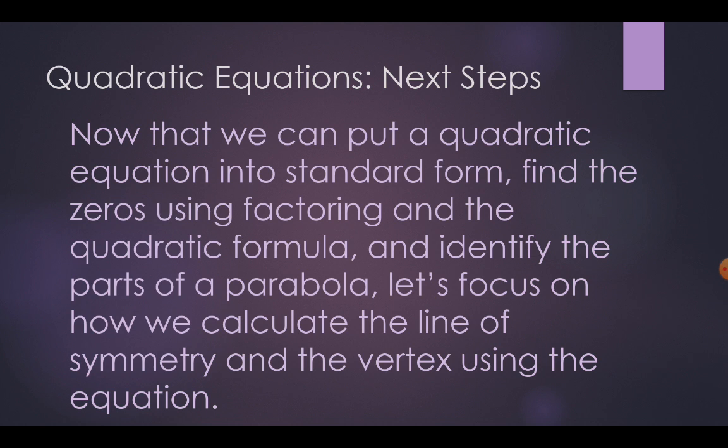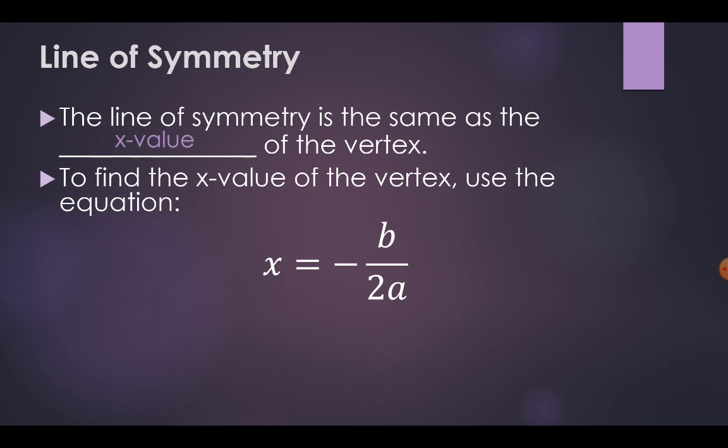So what is the next step for quadratic equations? Now that we can put a quadratic equation into standard form, find the zeros using factoring and the quadratic formula, and identify the parts of a parabola, let's focus on how we calculate the line of symmetry and the vertex using the equation. So the line of symmetry. The line of symmetry is the same as the x value of the vertex. To find the x value of the vertex, use the equation x equals negative b over 2a.